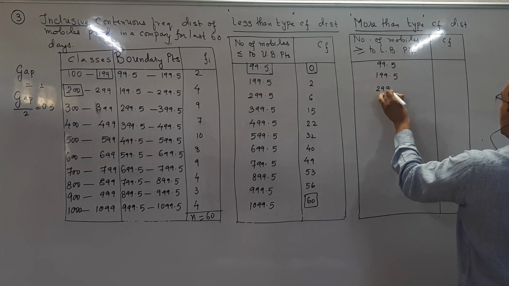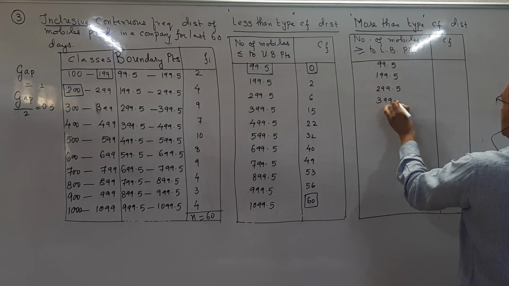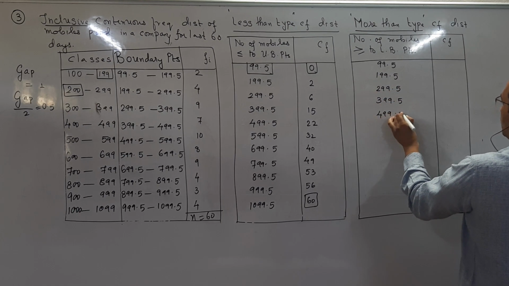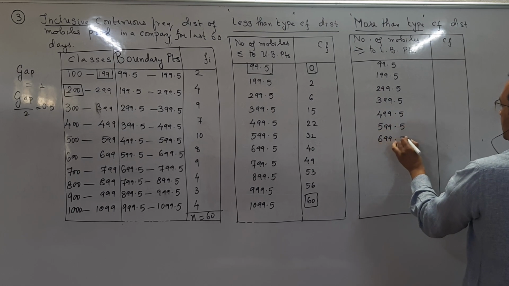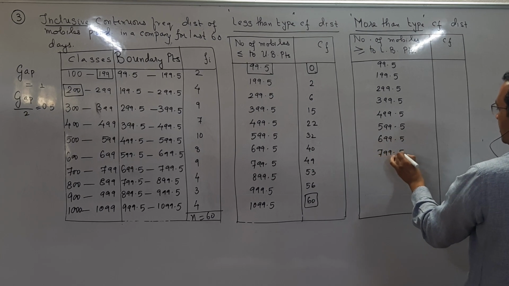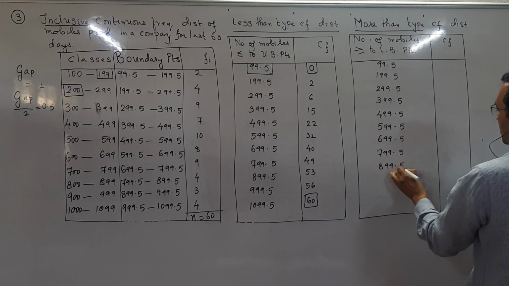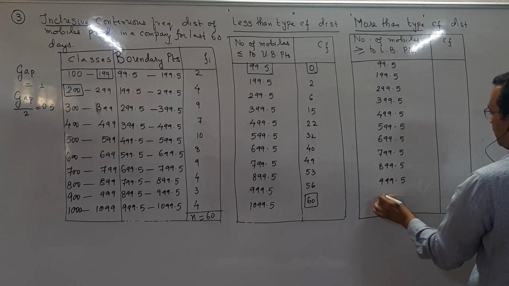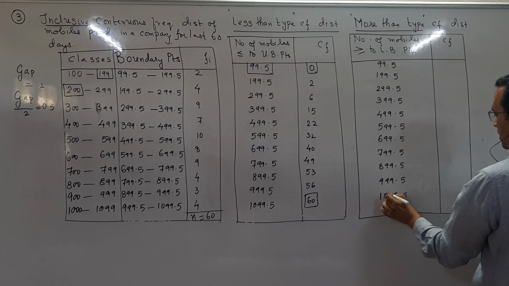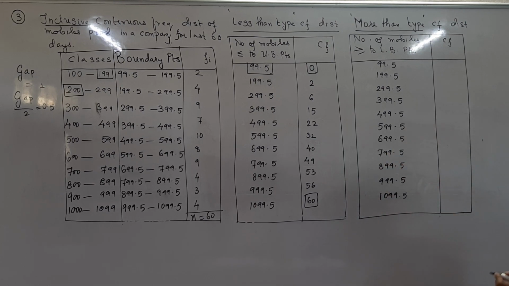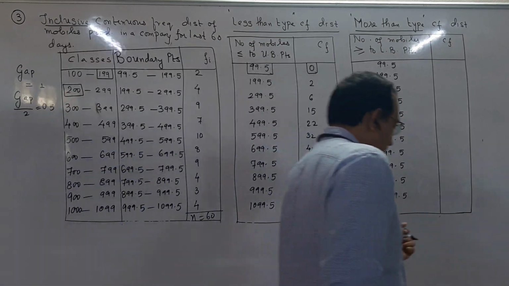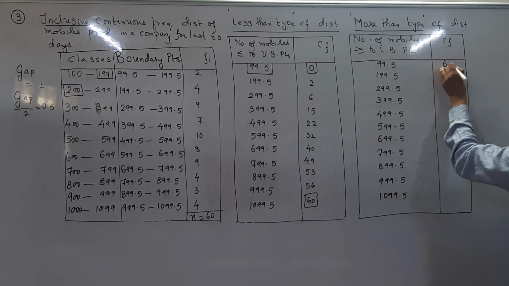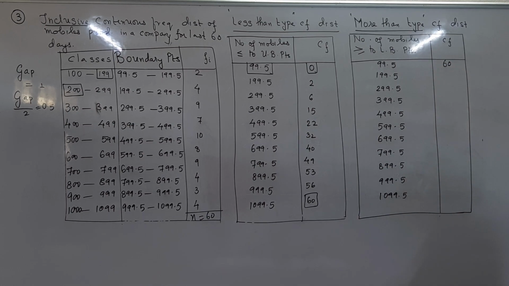199.5, 299.5, 399.5, 499.5, 599.5, 699.5, 799.5, 899.5, 999.5, and 1099.5. And I told you, in more than type, we start with the total, because all frequencies are greater than or equal to 99.5. Now go on subtracting one value.